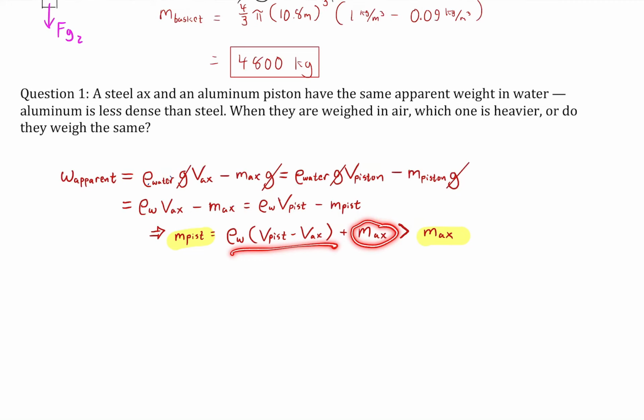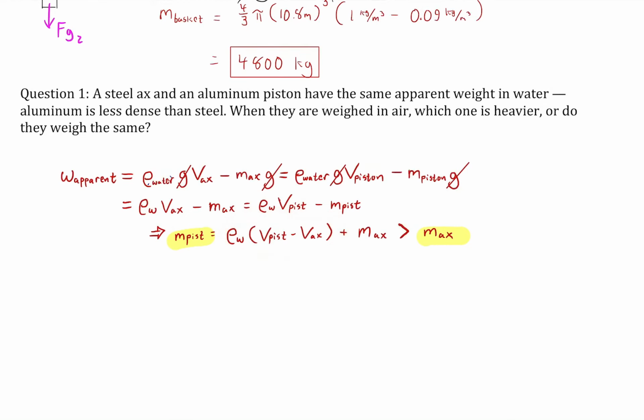Because if that's the case, if the mass of the piston is greater than the mass of the axe, then we're done, right? Then we've answered the question of which one weighs more in the air, because in air, definitely whichever one has more mass is the one that's going to weigh more, clearly, right? But are we confident that this term is not negative?